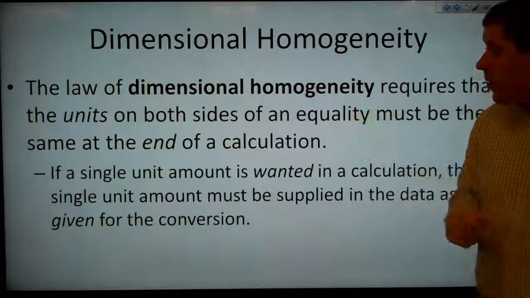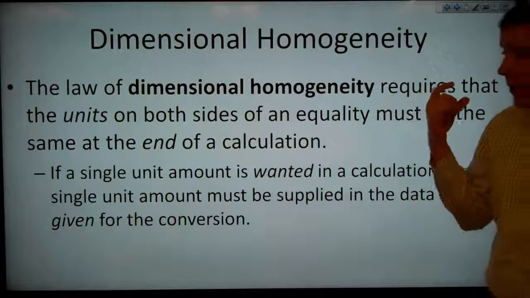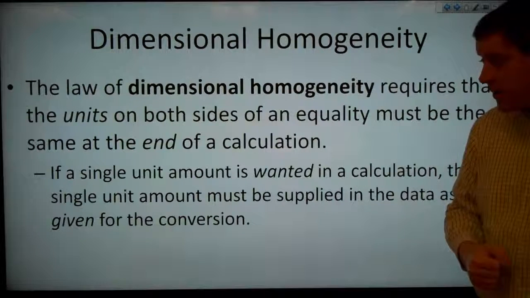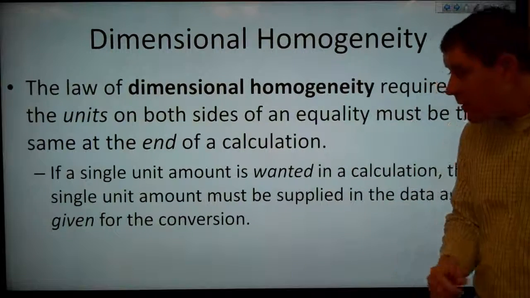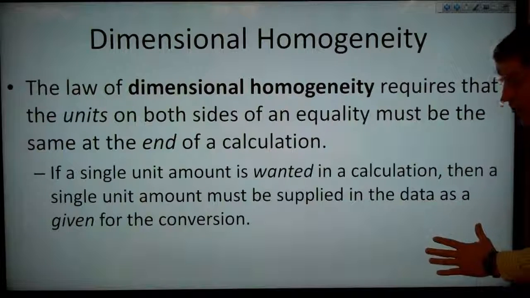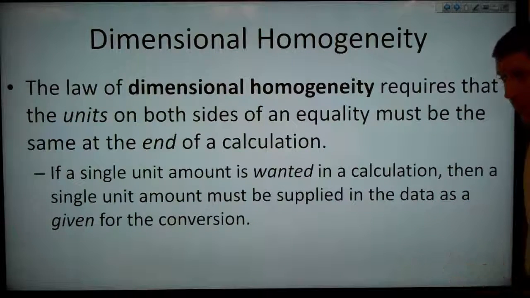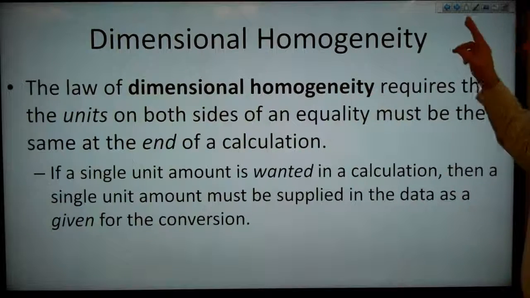The law of dimensional homogeneity requires that the units of both sides of an equality must be the same at the end of a calculation. So if a single unit amount is wanted in a calculation, then a single unit amount must be supplied in the data as a given for the conversion.